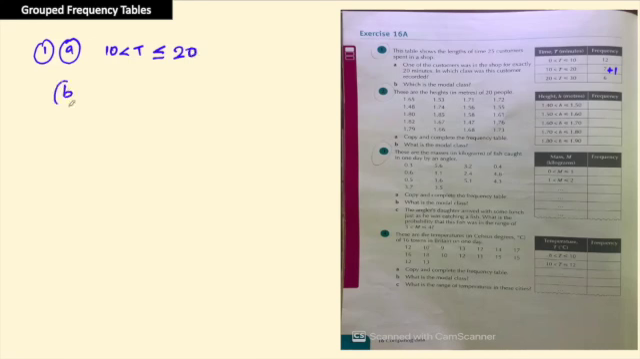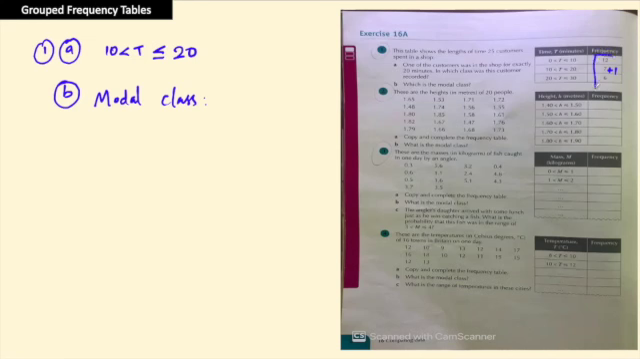Now let's move on to question B. Which is the modal class? First, we need to understand what the modal class is. Modal class means it is the interval. And which interval are we going to choose? The interval which has the highest frequency.